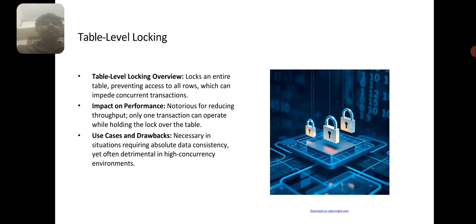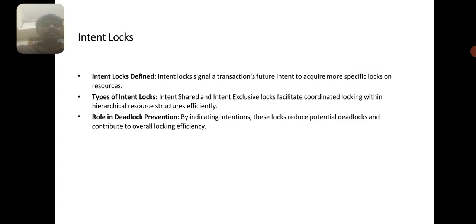Next one is table level locking. Table level locking locks the entire table, preventing access to all the rows, which can impede concurrent transactions. On performance impact, it reduces throughput, and only one transaction can operate while holding the lock over the table. Use cases and drawbacks: it suits situations requiring absolute data consistency, but is detrimental in high concurrency environments.